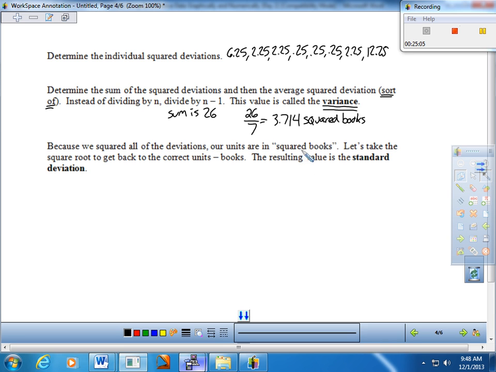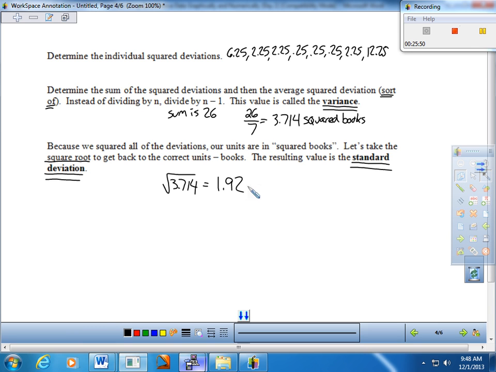So how do we go from squared books to books? Take the square root. And so what we end up doing is taking the square root to get back to the correct unit, which would be books, and the resulting value is what is called the standard deviation. So square root of 3.714, and we end up getting about 1.92. And that is your standard deviation.